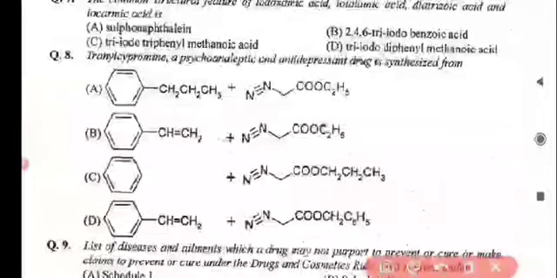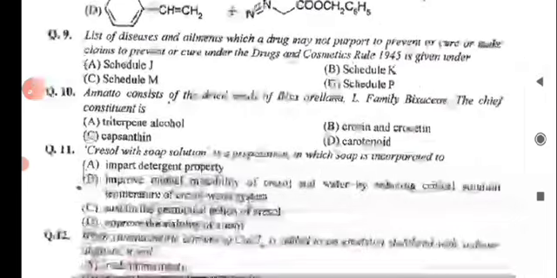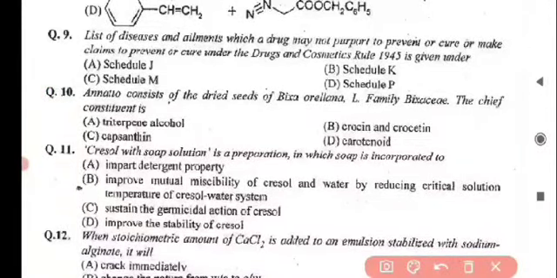Next question is tranylcypromine, a psychoanaleptic and antidepressant drug, is synthesized from, and the correct answer is option number B. Moving to next question. The question is a list of diseases and ailments which a drug may not purport to prevent or cure or make claims to prevent or cure under the Drugs and Cosmetics Rules 1945 is given under, and the correct answer is option number A, that is Schedule J.